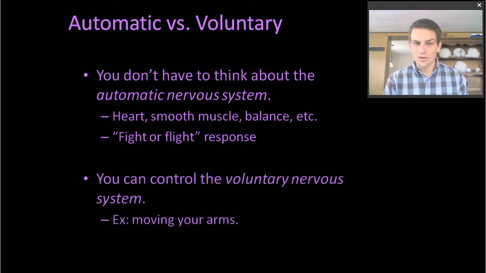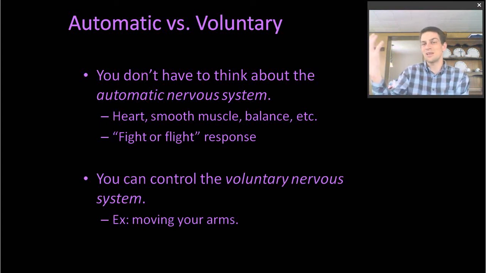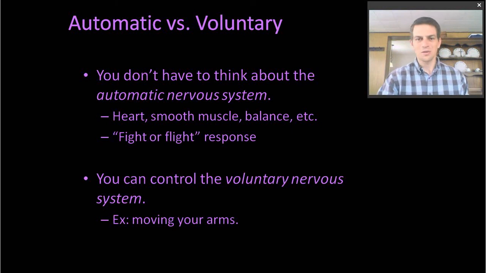Now there's also the voluntary nervous system, and that is stuff that you can control on your own. So moving my hand right now, that's my voluntary nervous system, because I'm volunteering it to do that. I'm choosing for it to happen. So moving your arms, moving your hands, moving anything is your voluntary.